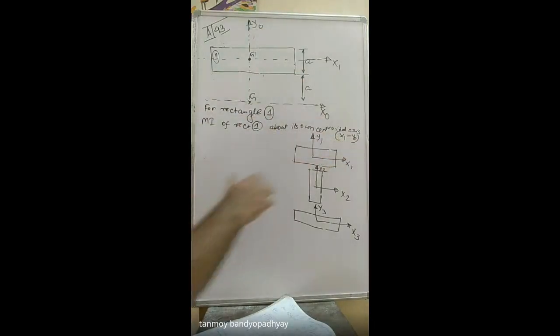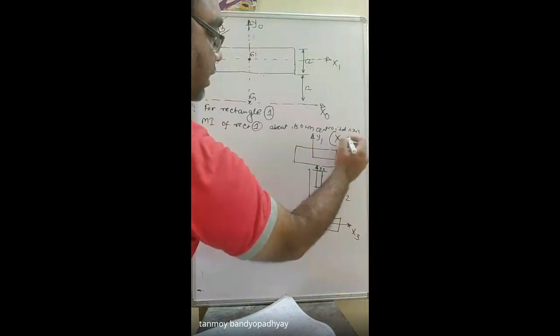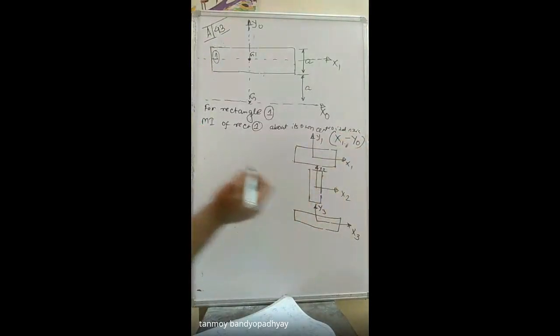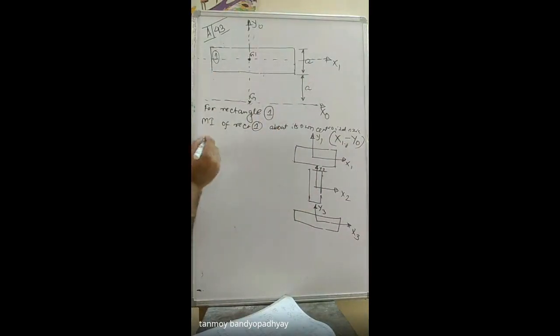That is why when I write the moment of inertia of rectangle 1 about its own centroidal axis, I am referring to x1 and y0. So the axis system is x1, y0. Now if I write Ix g1, what will it be equal to?